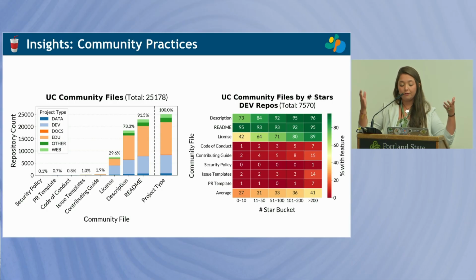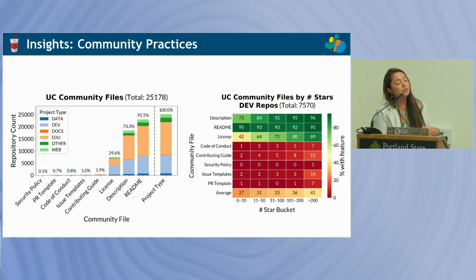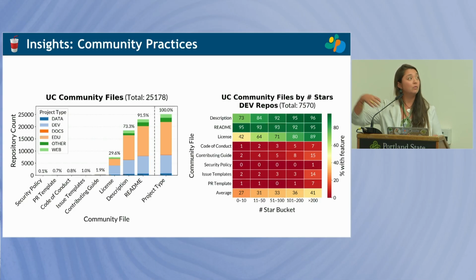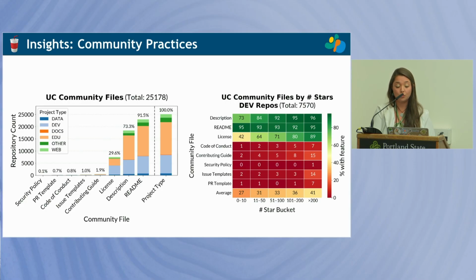In the first three rows, we see very clearly that most of the projects do have these, except for the license. But I think it's not surprising that the higher the popularity, the higher the probability that the project has a license. So in the first bucket, it's actually 42% of the projects that do not have a license. But if you go to the more than 200, almost 90% do have a license. So I guess that's good because it means that when repositories get more popular, people care more about these practices.